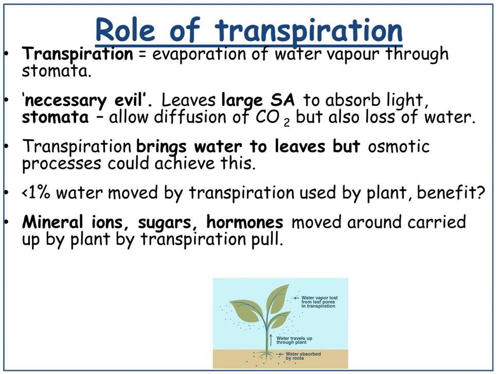So transpiration brings water to the leaves, but it is the osmotic processes that actually achieve this. Less than 1% of the water moved through the plant by transpiration is actually used by the plant. So what is the point in moving it? Well, it is basically the transport system of the plant. Although it might not use that much of the water, it does need the mineral ions, the sugars and the hormones that are moved around and carried by the plant by the transpiration pull. Although sugars move through the phloem, it does use some of the osmotic systems from the xylem and from the water.